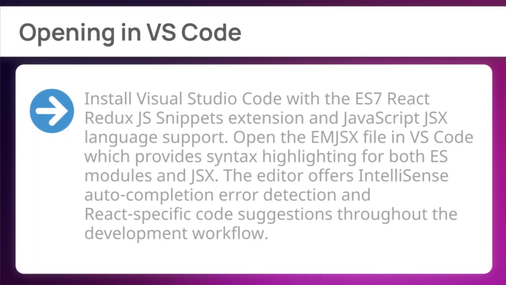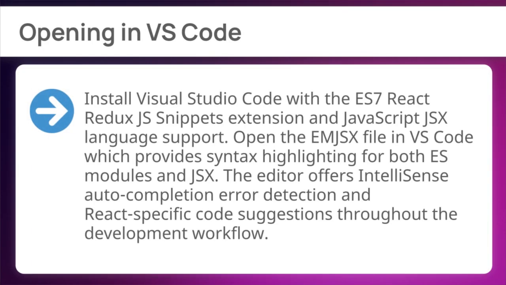First, opening in VS Code. Install Visual Studio Code with the ES7 React Redux JS snippets extension and JavaScript JSX language support. Open the EMJSX file in VS Code, which provides syntax highlighting for both ES modules and JSX. The editor offers IntelliSense auto-completion, error detection, and React-specific code suggestions throughout the development workflow.